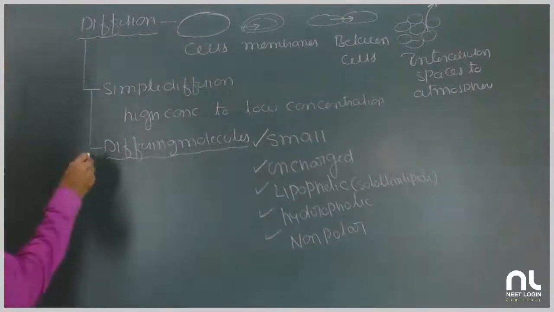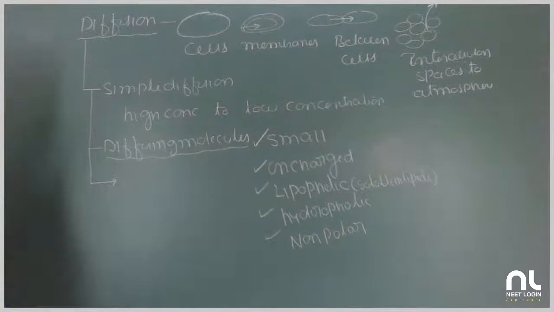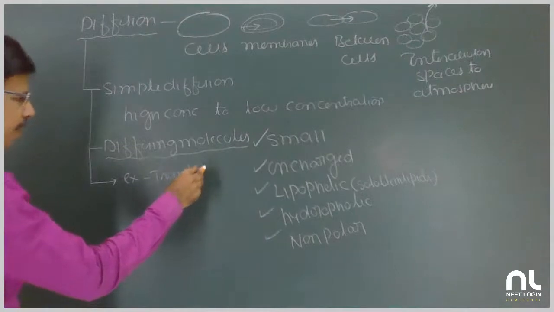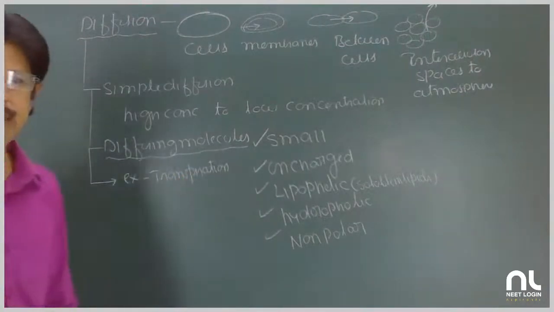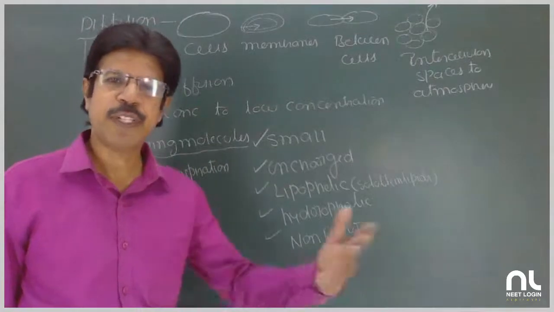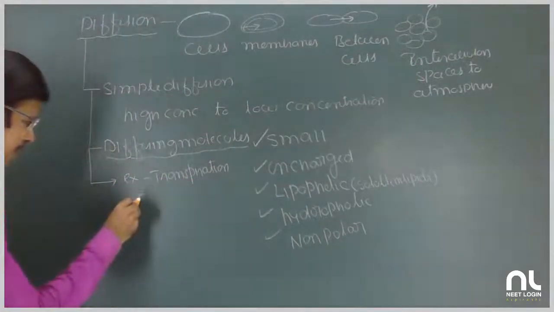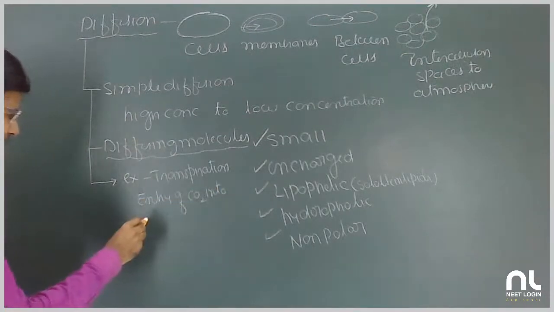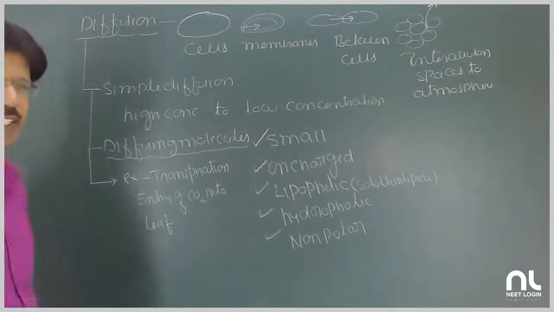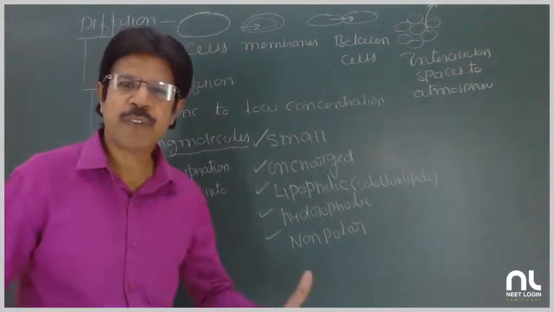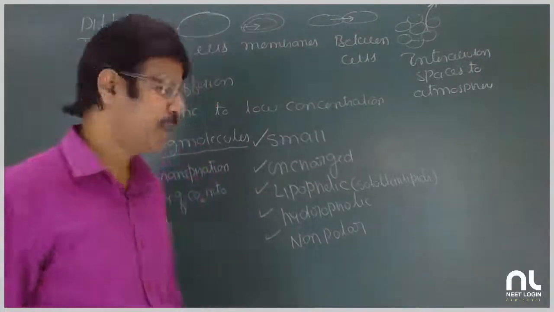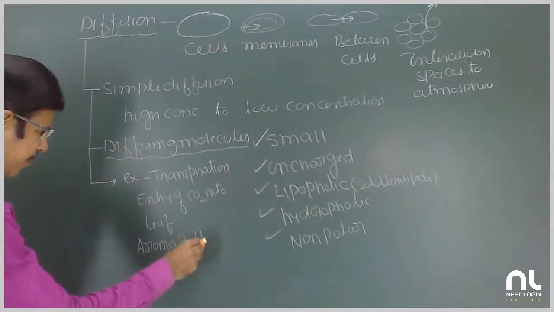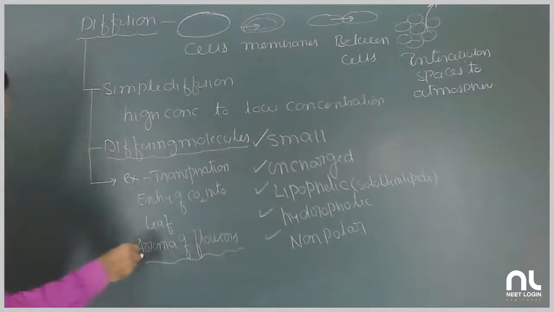And this simple diffusion, for example, transpiration, loss of water as a vapor from the leaf to the atmosphere. Entry of CO2 into the leaf is diffusion. Aroma of the flowers is nothing but diffusion.